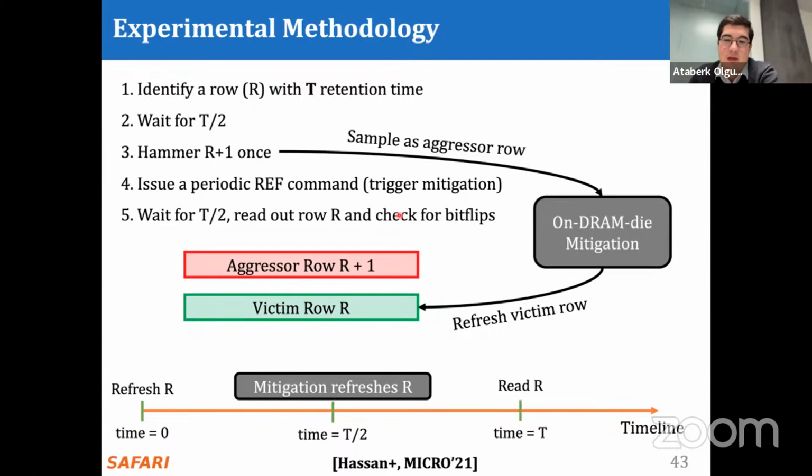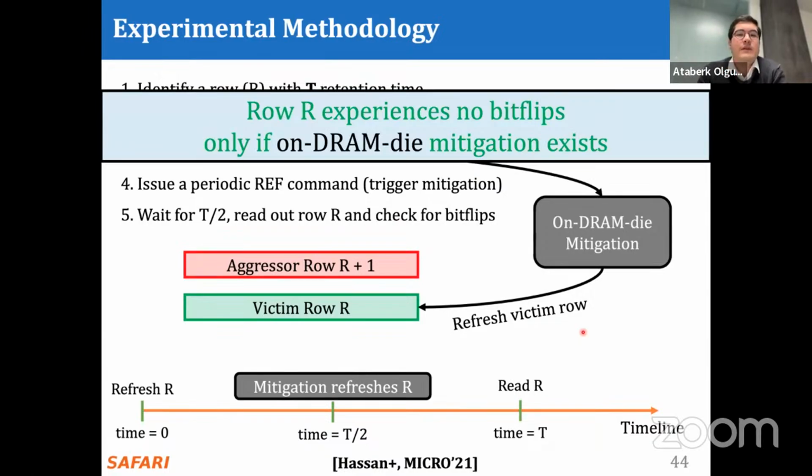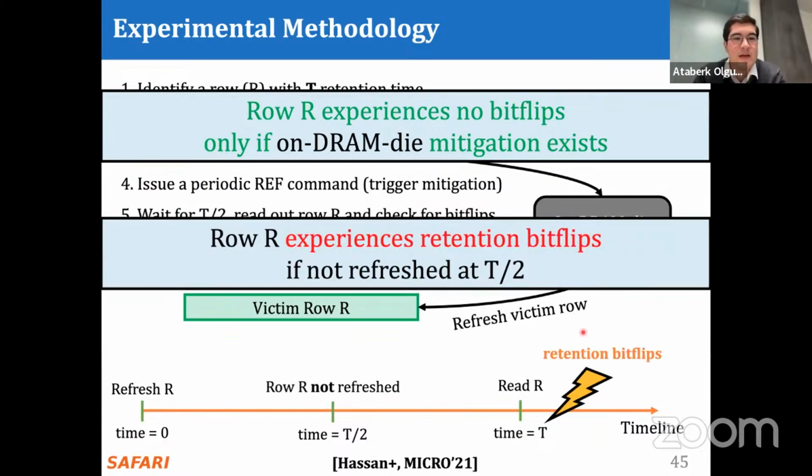And we then wait for half T again, read out row R, and we check for bit flips in row R. Now, row R will not experience any bit flips if the DRAM die mitigation exists and it has refreshed R at half T, right? Otherwise, row R will experience retention bit flips because we didn't refresh it for T units of time.